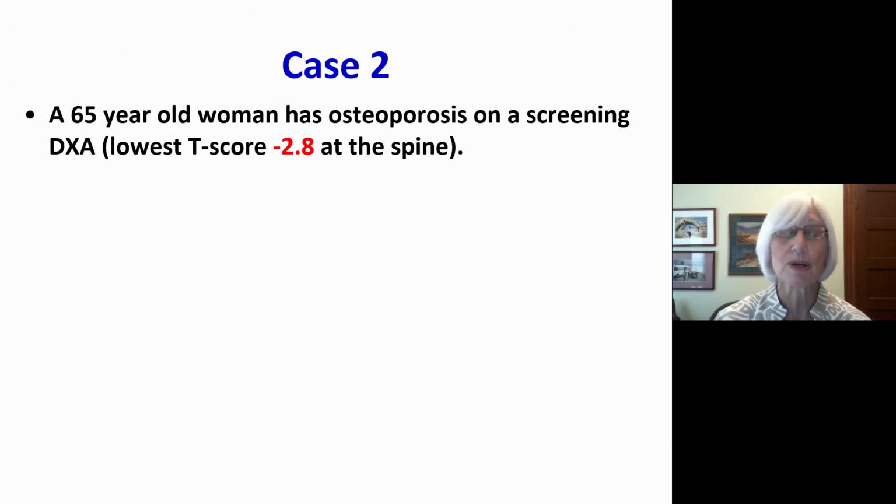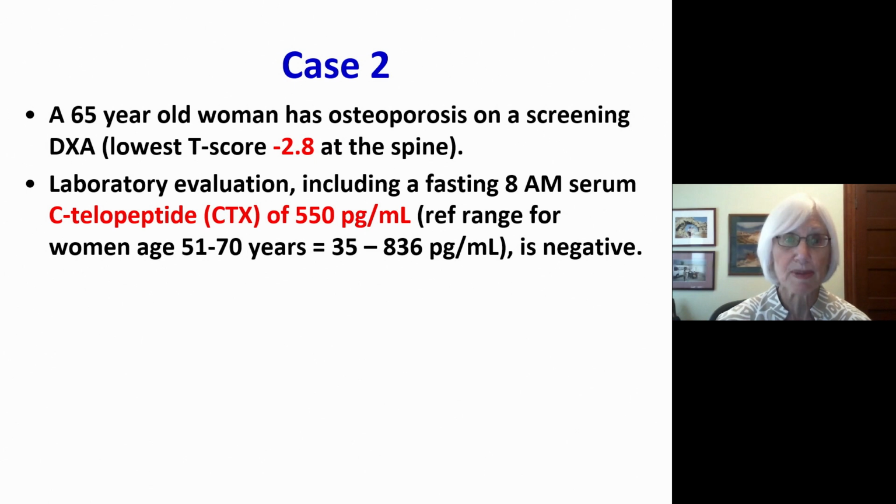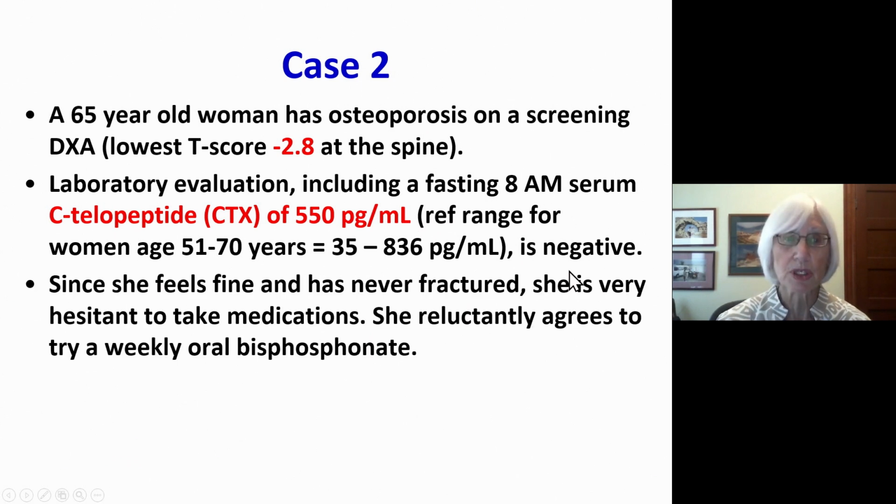So this is case 2. This is a 65-year-old woman who has osteoporosis on a screening DEXA with her lowest T-score minus 2.8 at the spine. You do a complete laboratory evaluation and include a fasting 8 a.m. serum C-telopeptide or CTX, which comes back 550 picograms per ml. The reference range for postmenopausal women is 35 to 836, so she's in the normal range. All her other labs are normal.